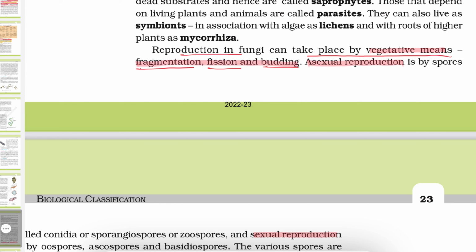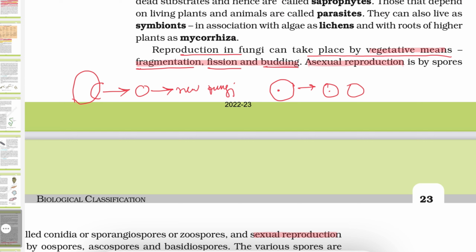Now, what do you mean by fragmentation? If it is the body of the fungi, then one part of the body of the fungi gets fragmented, means it gets broken into pieces, and this fragmented part will give rise to a new fungi. This is fragmentation. Fission means, you can see fission actually in case of yeast, that is single cell fungi. If this is a cell, it simply divides to form two cells, which is called fission.